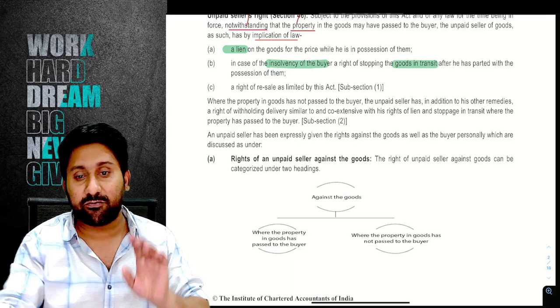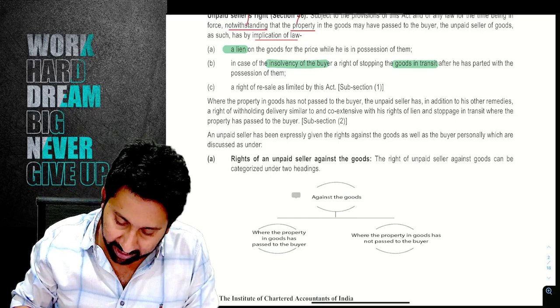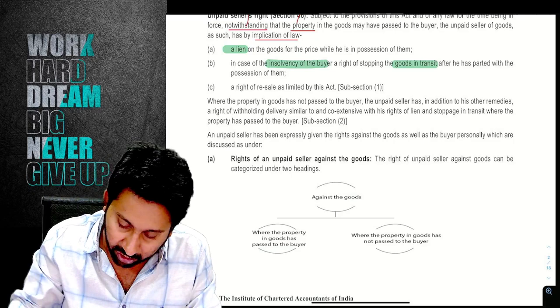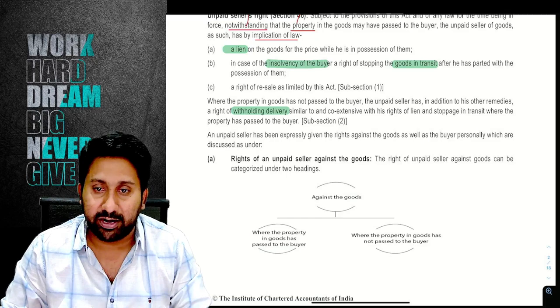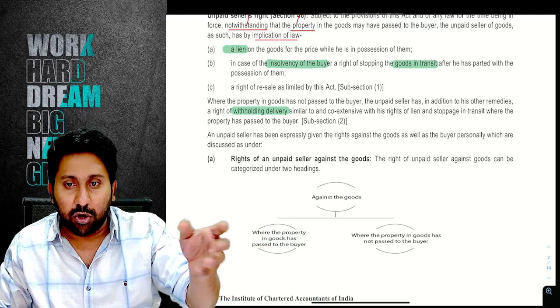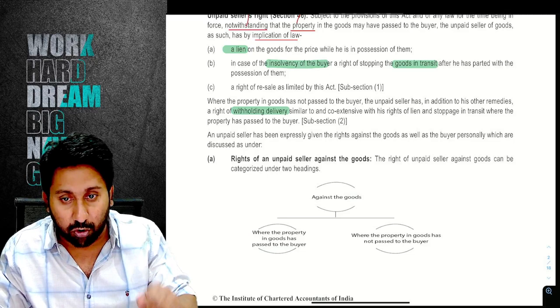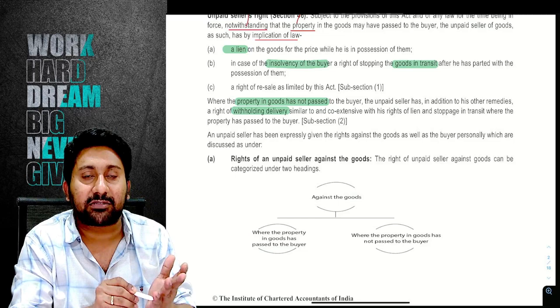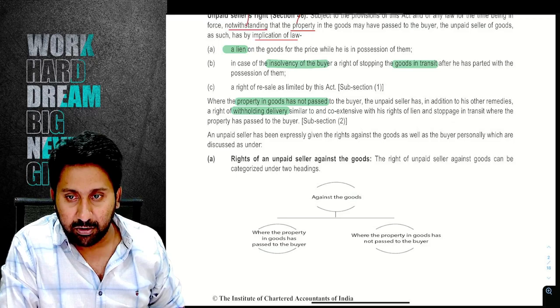Okay, next. Where the property in the goods has not passed to the buyer, means ownership is also not transferred, the unpaid seller, in addition to other remedies, has the right of withholding delivery. What do you mean by right of withholding delivery? I have to deliver the goods, na? Goods are not yet delivered, and moreover, property in goods is also not transferred. That means the invoice is not written and goods are also not transferred. At that time we came to know that the buyer has become insolvent, or the buyer said that I cannot buy.